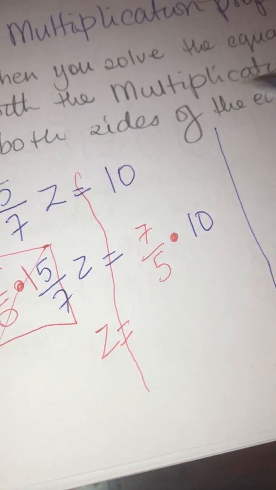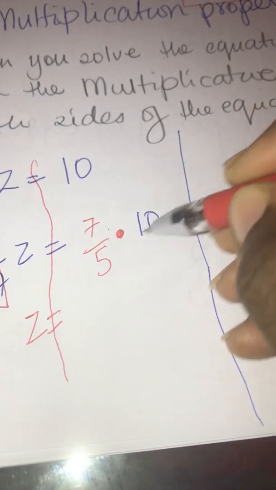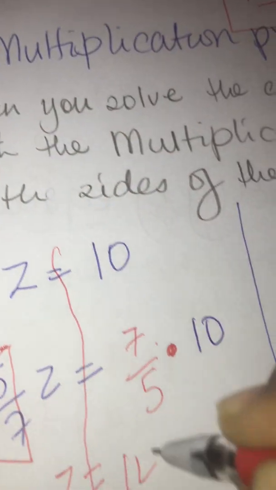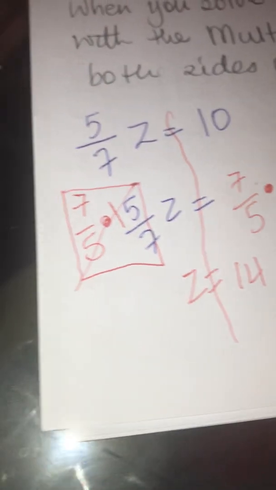Then I do this one. I get 70 divided by 5. And 70 divided by 5 is what? 70 divided by 5 is 14. Okay, then you check.